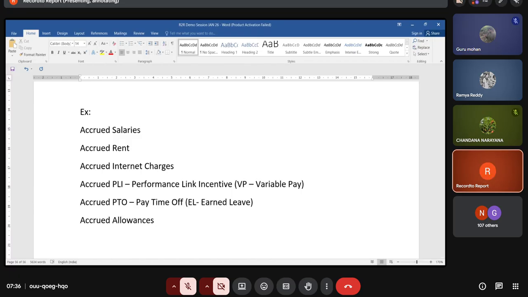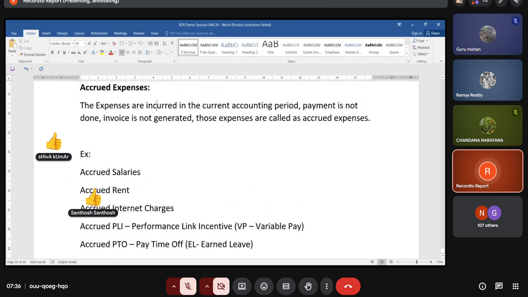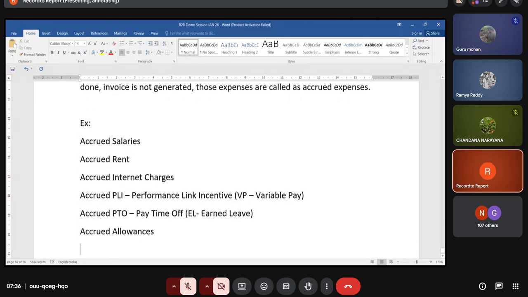Understand, guys? What is the meaning of accrued expenses? The expenses are incurred, payment is not done, invoice is not generated. So why are we highlighting this definition so much? Because many interviews frequently ask this question, guys. Is it clear?